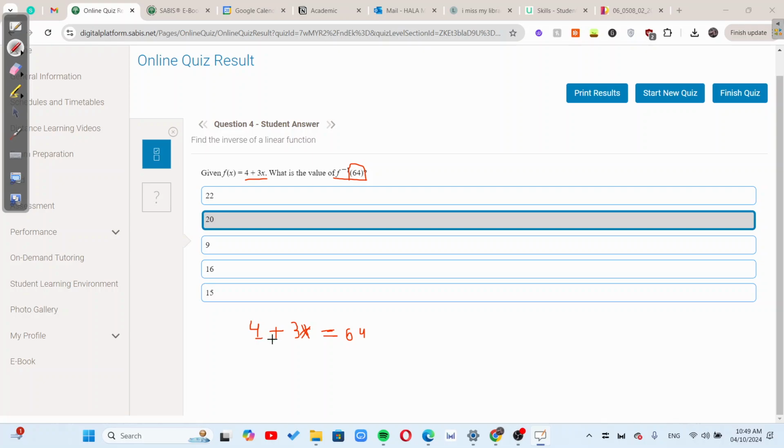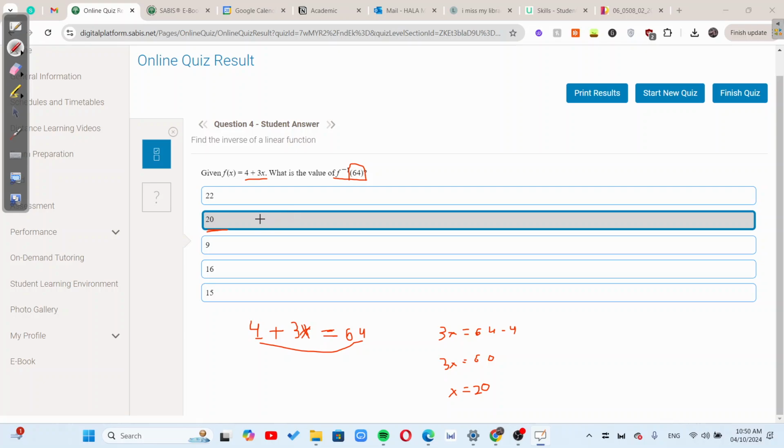Now we're gonna move your 4 to the other side. So you're gonna get 3x equals 64 minus 4. 3x equals 60. So we need to divide by 3 on both sides. So x equals 20. That's how you get your 20.